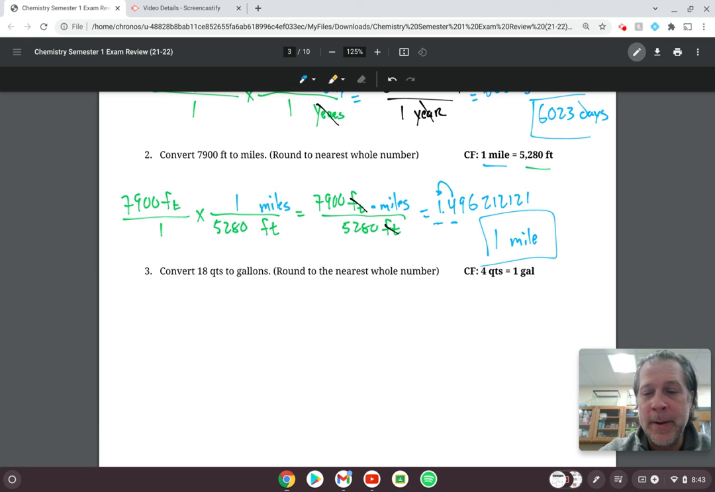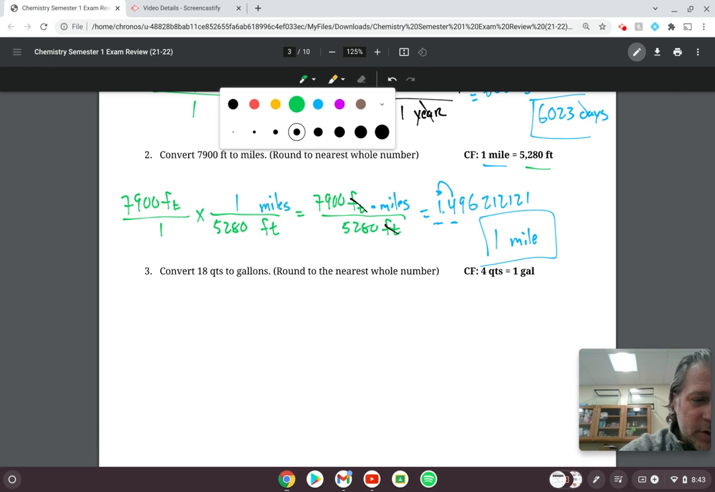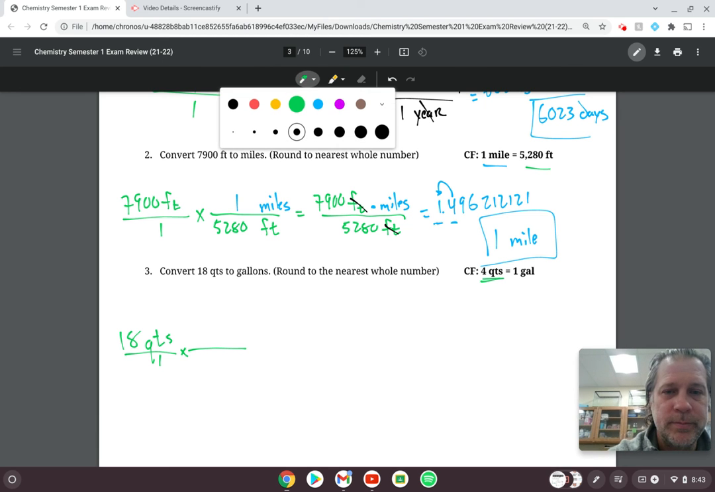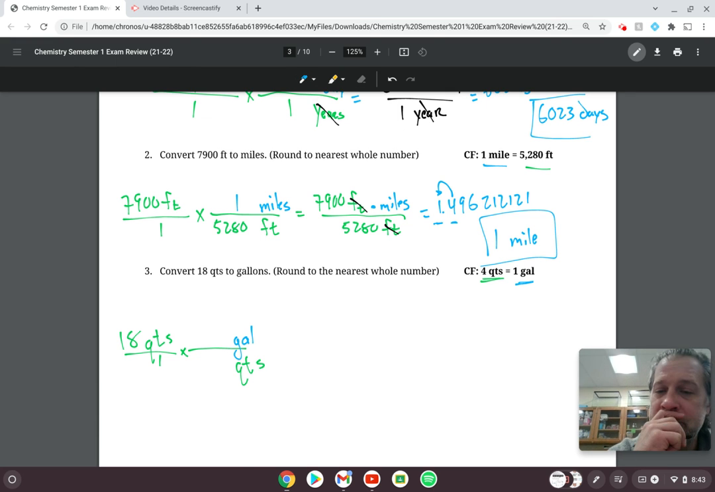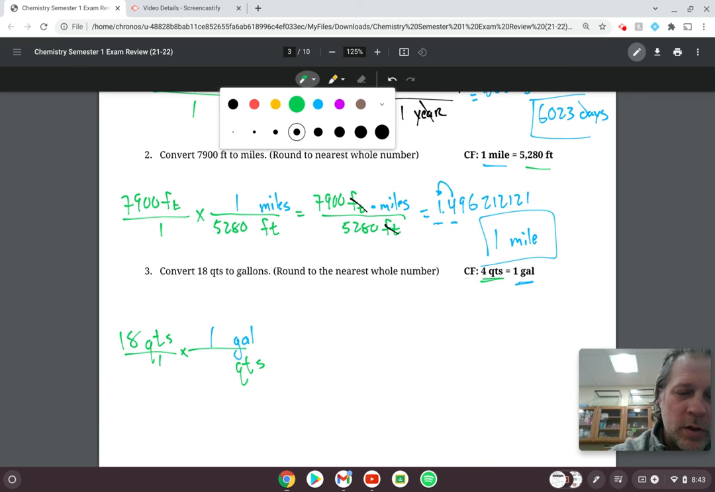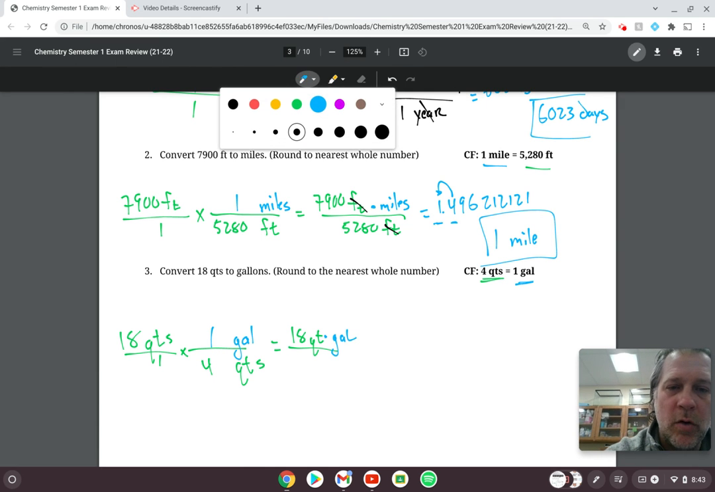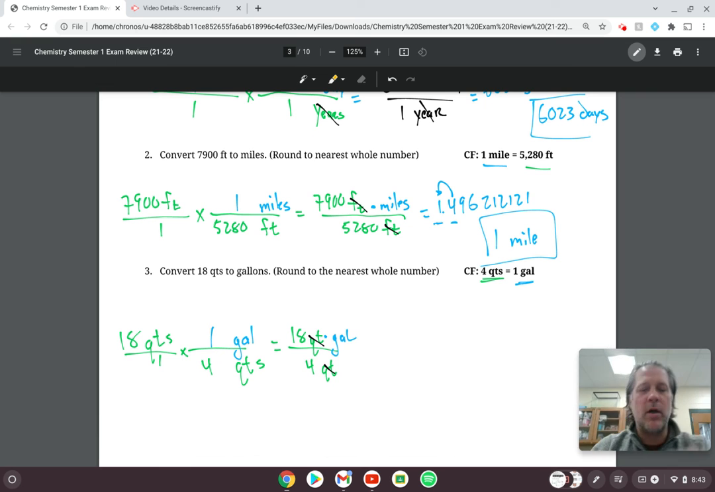Now, the last one we're going to do real quick is the relationship between quarts and gallons, and we're going to round again to the nearest whole number. So I'm going to take my given piece of information, which is 18 quarts, and put it over 1. Now, I have the relationship of 4 quarts is equal to 1 gallon. I'm going to set it up so that my unit of quarts is on the bottom, so that cancels out, and my unit of gallon is on the top. I'm going to fill in my values: 1 gallon is equal to 4 quarts, and then multiply straight across. I get 18 times 1, which is 18 quarts times gallons over 4 quarts. Hopefully you can see that the unit for quart cancels out, and I'll be left with the unit for gallons.